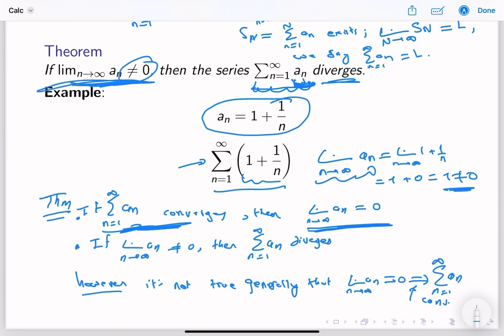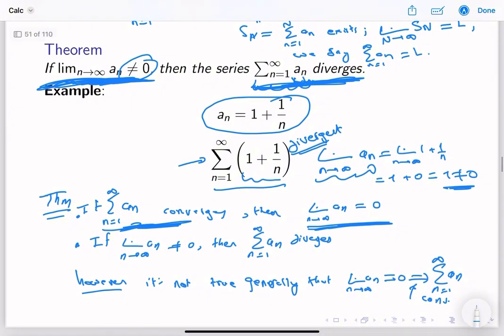Now, applying the theorem that we have, if the limit of the summand is not 0, then we know for sure that the series is divergent. So this series is divergent because the limit of the summand is not 0, right?